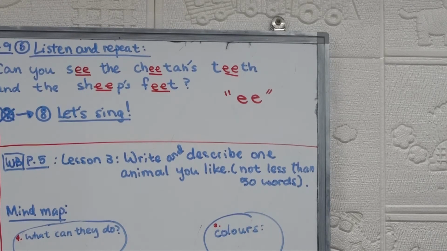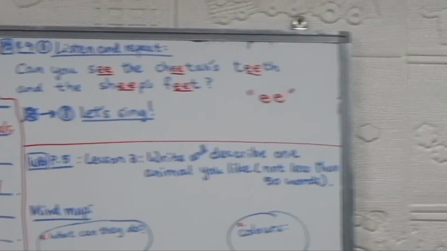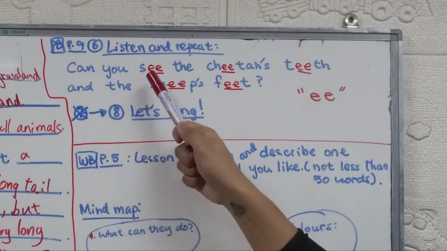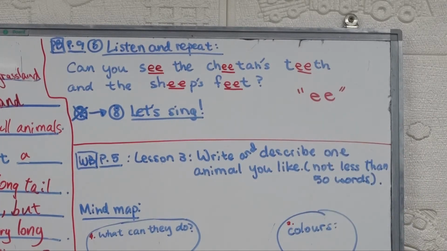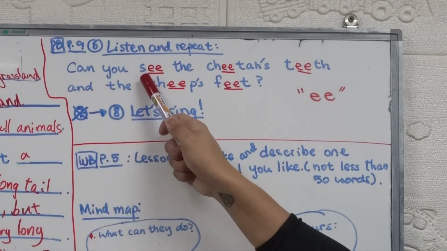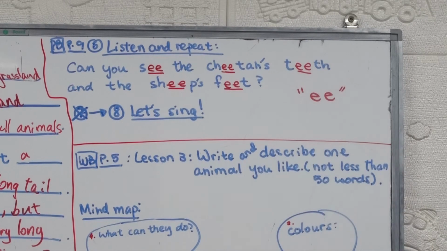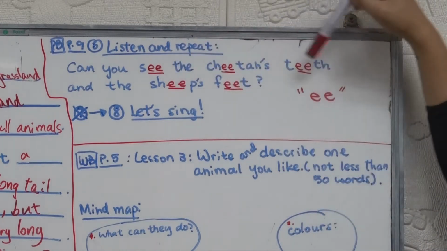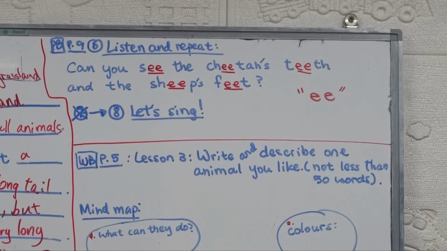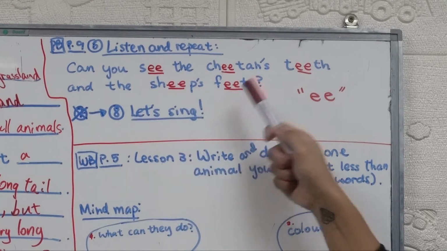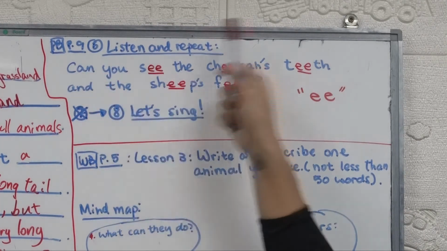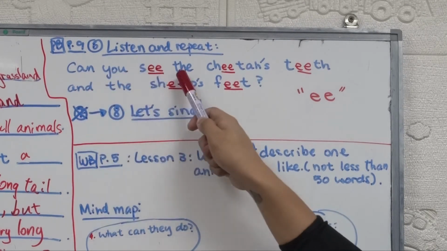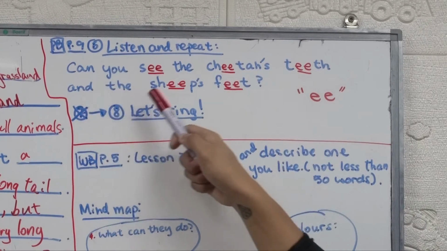Let's start with the first part of the sentence, about the cheetah's teeth. Can you see the cheetah's teeth? Can you read it with me? 1, 2, 3. Can you see the cheetah's teeth? Pay attention to the red letters and their sound. Now let's read the next part of the sentence: and the sheep's feet. Let's try to put them together. Can you see the cheetah's teeth and the sheep's feet?